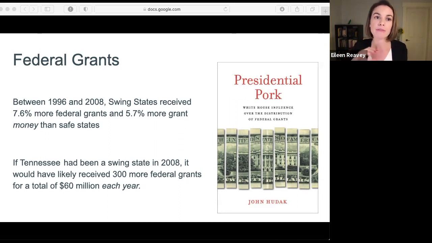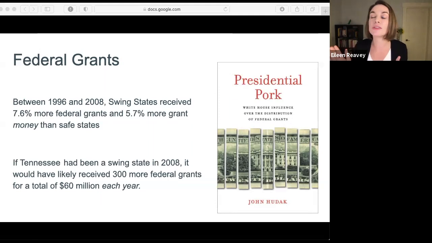So as an example, if Tennessee, right smack dab in the middle of the country population-wise, had been a swing state in 2008, it could have expected to have received 300 more federal grants for a total of $60 million every year for 4 years leading up to the election. That is huge amounts of money that could really go far in these various communities across the country.